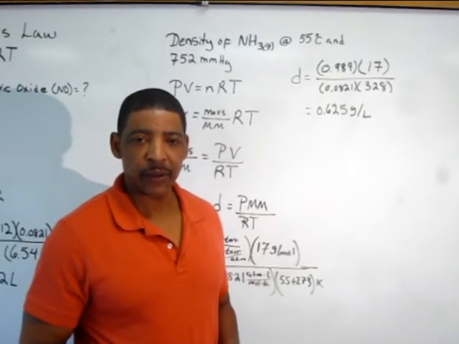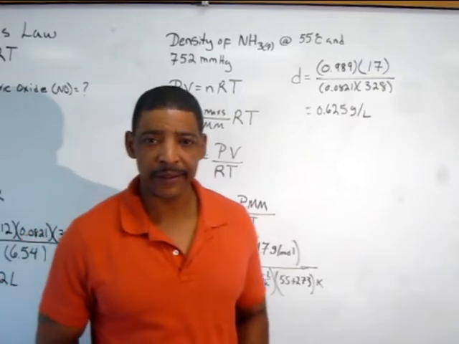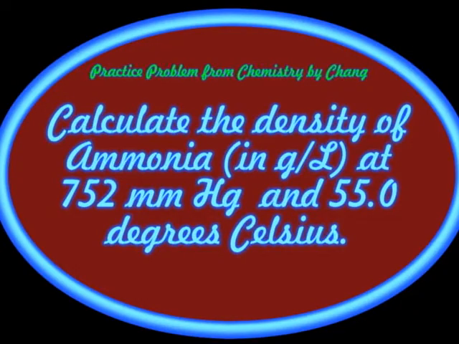The ideal gas equation may also be manipulated to determine the density of a gas. Consider the following practice problem. Calculate the density of ammonia in grams per liter at 752 millimeters of mercury and 55 degrees Celsius.